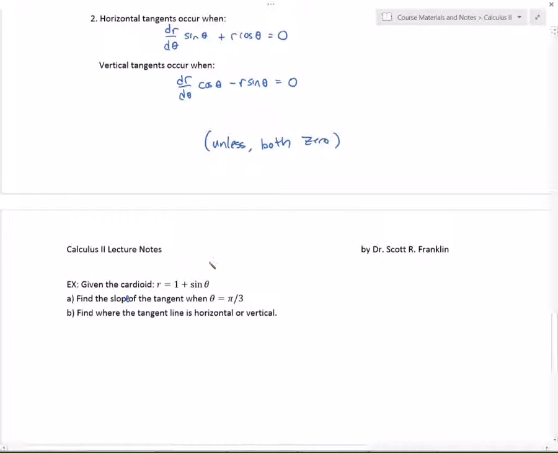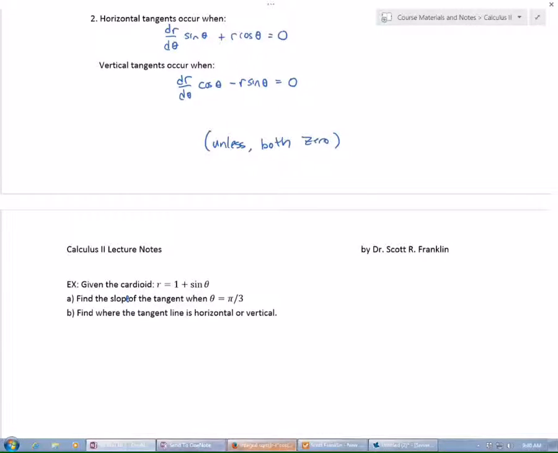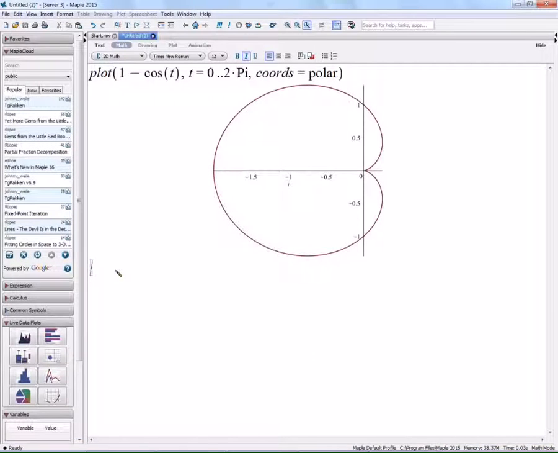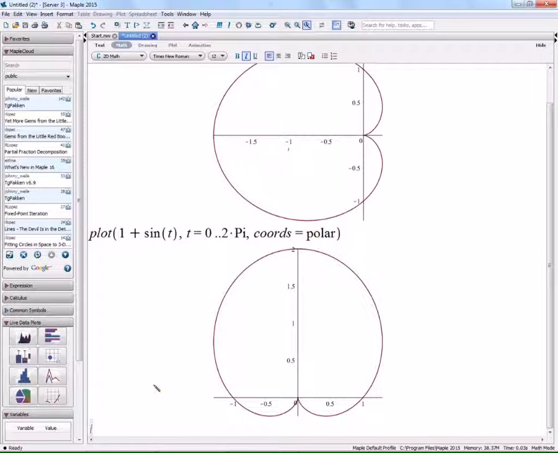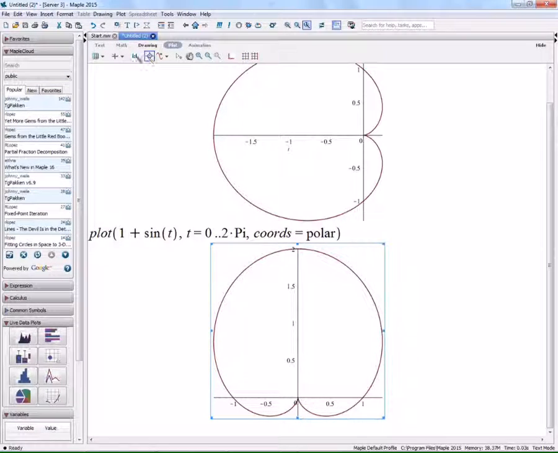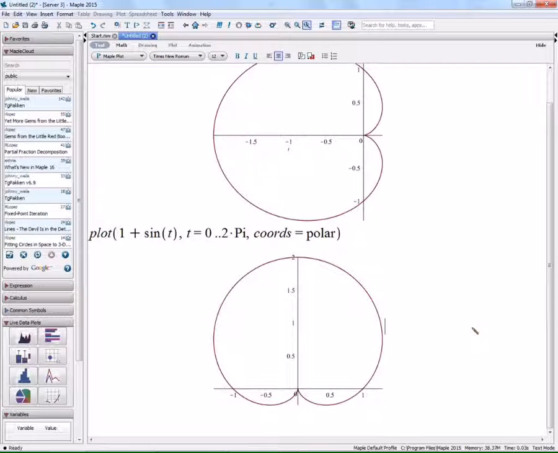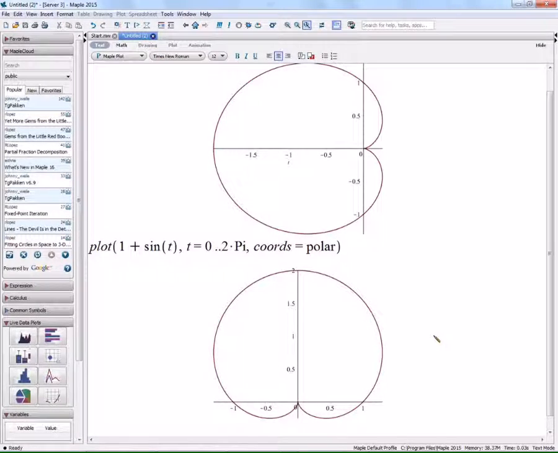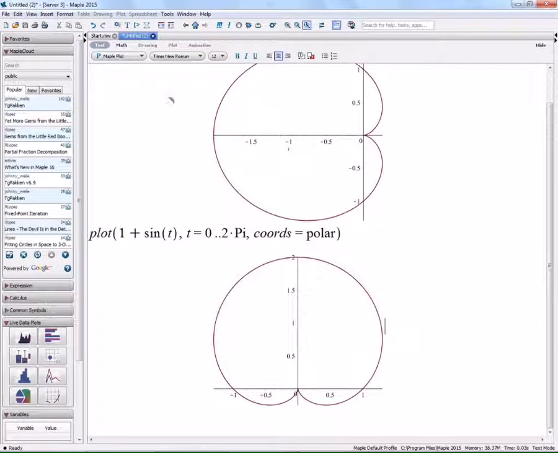All right, so let's do this cardioid. r is equal to 1 plus sine of theta. Now I left this on broadcasting because I want to go ahead and plot that real quick. I'm going to do 1 plus sine of t, for t goes from 0 to 2 pi, just to see what it looks like. Coordinates equal polar. So it's an upside down heart in this case. Well, we're still going to call that a cardioid.